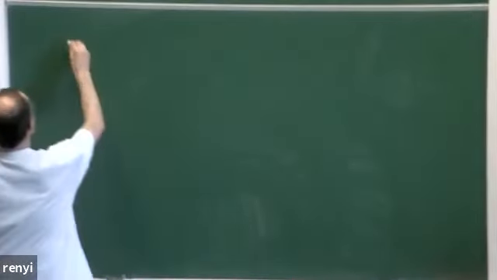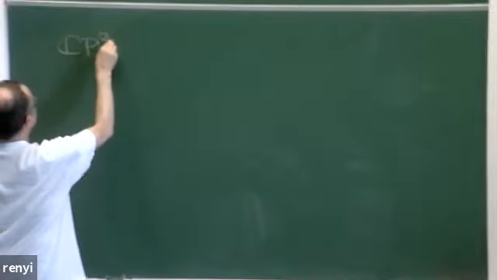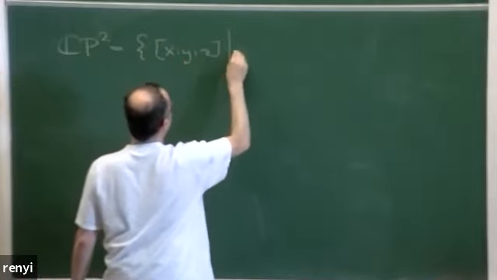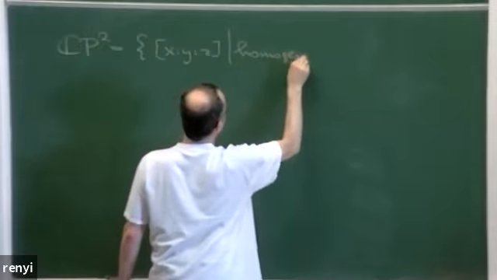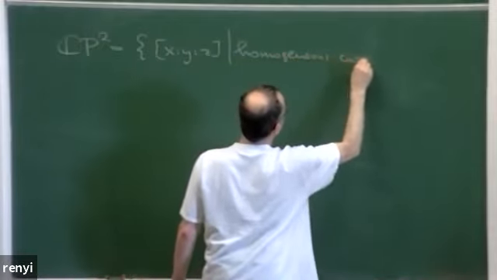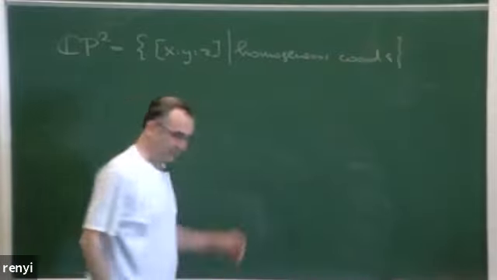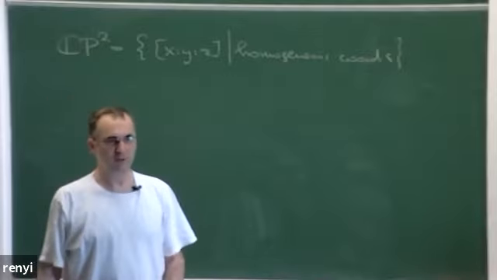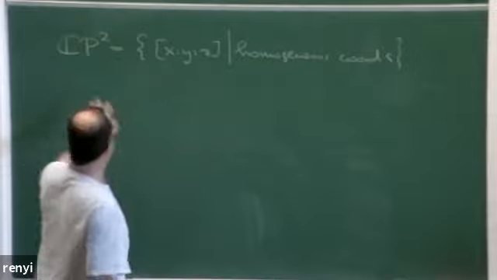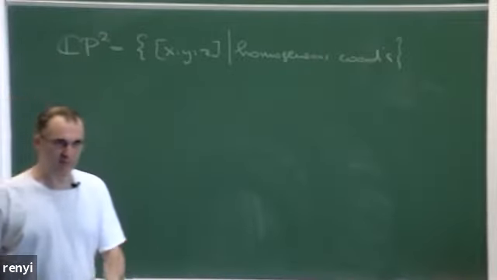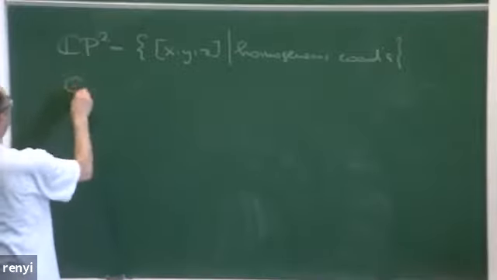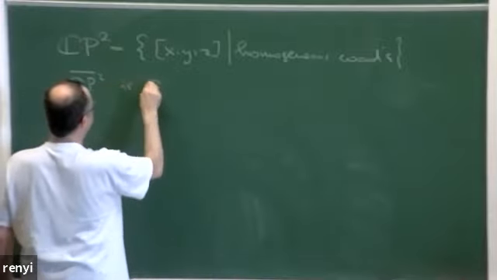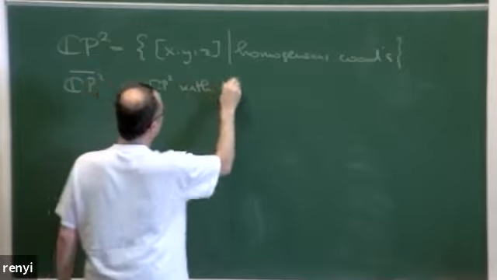So the first and most important example, of course, is CP2, where I always imagine that we have three homogeneous coordinates. And so this is a complex manifold. As always, complex manifolds come with a natural orientation. So when you see this symbol, I always mean this equipped with the natural orientation. And CP2 with the bar on top is CP2 with the opposite orientation.